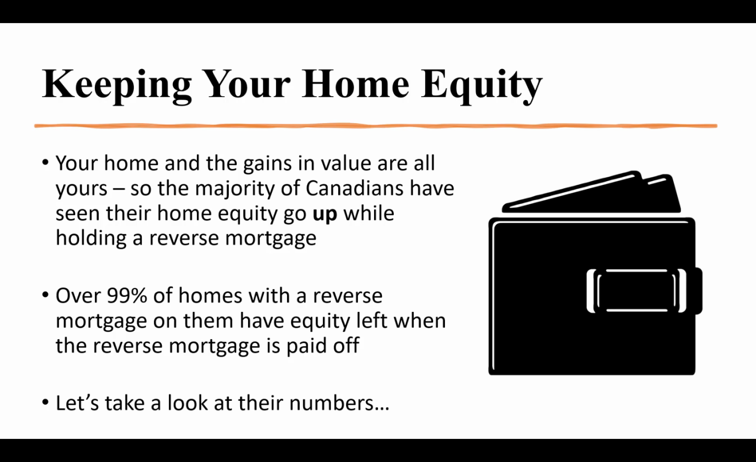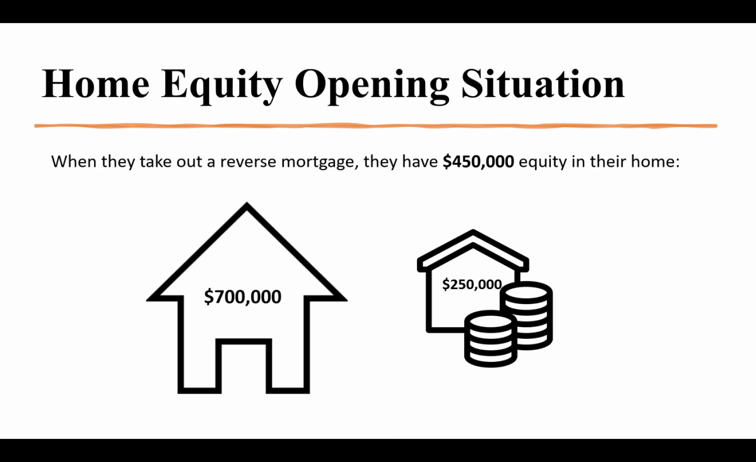So we have a case study here, and so what I would do with Emily is let's take a look at their numbers. So here's the opening situation. When they take out a reverse mortgage, they have about $450,000 equity in their home. So their home on the left there is worth $700,000. The reverse mortgage on the right there is $250,000. Net those off, you have $450,000 in equity. Now, of course, at this point, they haven't spent any of that money, so they have $450,000 in equity and $200,000 in their bank account. Because remember, the $50,000 mortgage was paid off.